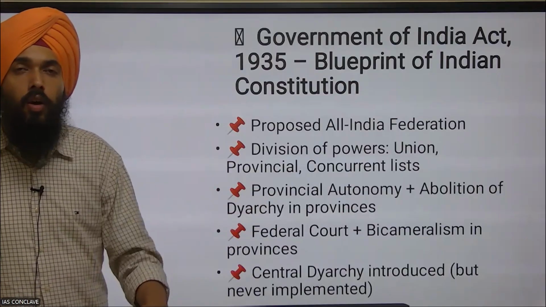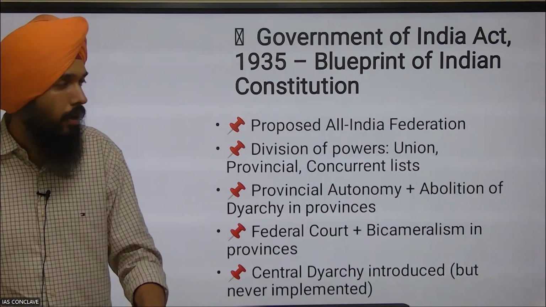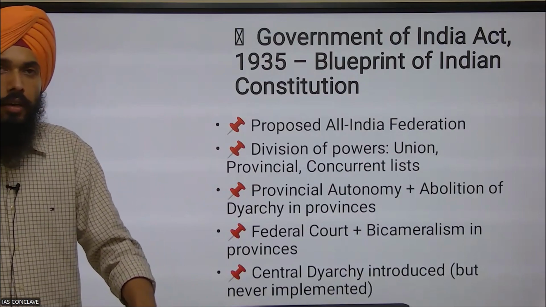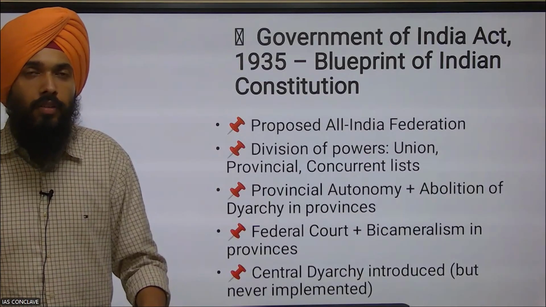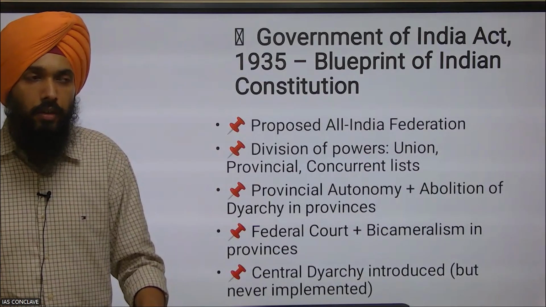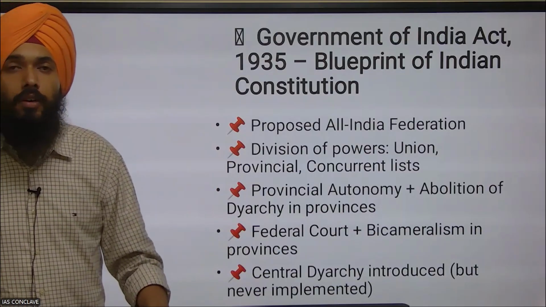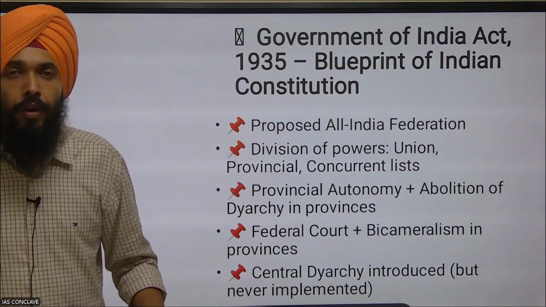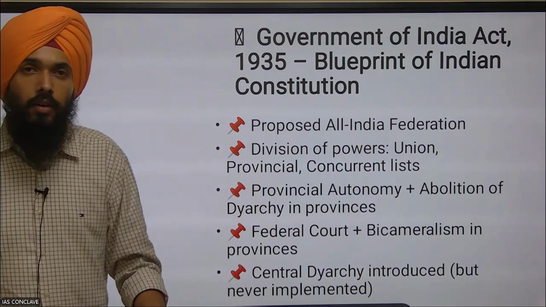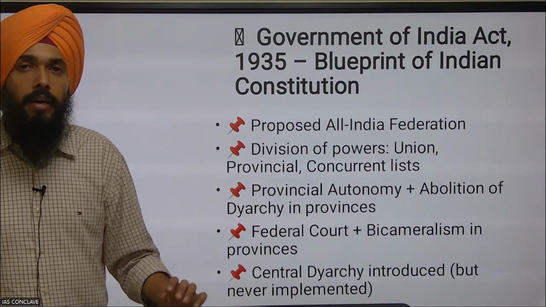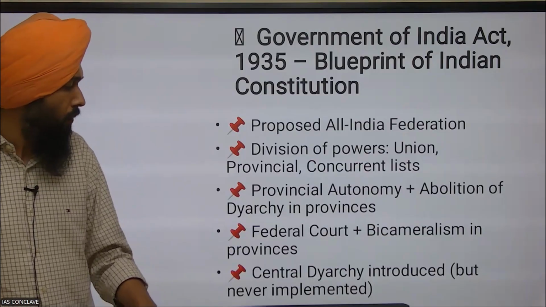Next is provincial autonomy. In 1935, it talked about provincial autonomy and the abolition of diarchy. The diarchy system of the last act was abolished in the 1935 Act. Also, bicameralism was introduced in the provinces, which we find in the 1919 Act. It was introduced at the central level. Now bicameralism was introduced at the provincial level also.